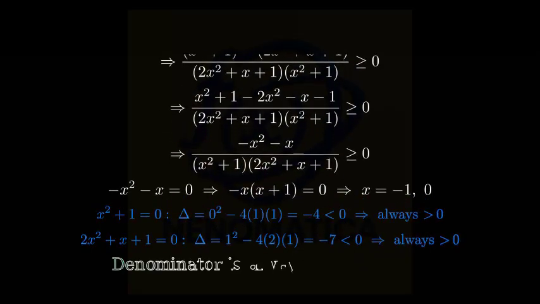Step 4. Check the denominator factors for real roots. First, x squared plus 1 equals 0 has discriminant 0 squared minus 4 times 1, which is negative 4. No real roots, and since the leading coefficient is positive 1, this factor is always positive. Second, 2x squared plus x plus 1 equals 0 has discriminant 1 squared minus 4 times 2 times 1, which is negative 7. Again, no real roots, and with leading coefficient 2, this factor is always positive. Therefore, the denominator is always positive for all real x.